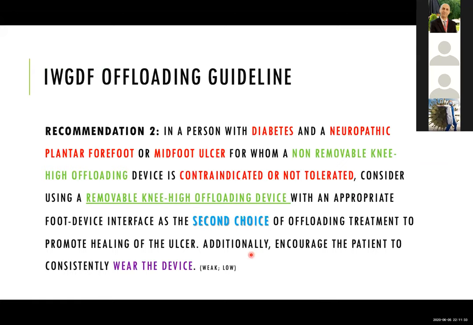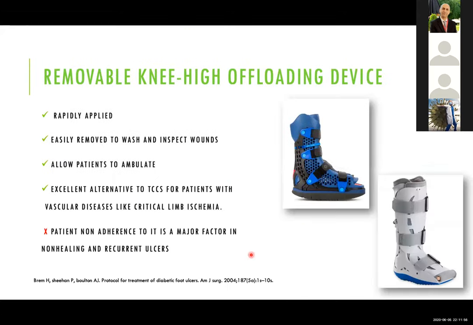Okay, as a second recommendation, for the neuropathic ulcer in the same place, we're going to use a non-removable knee high offloading device when the previous one is not indicated or is not tolerated. So we can choose this one. We always have to encourage the patient to wear it, because this is one of the problems we have. The patients don't wear it because they get tired of using it.